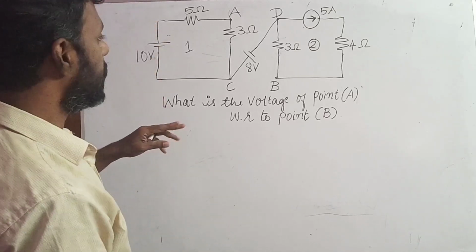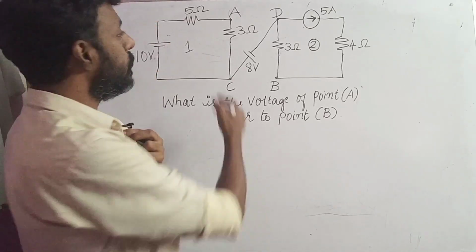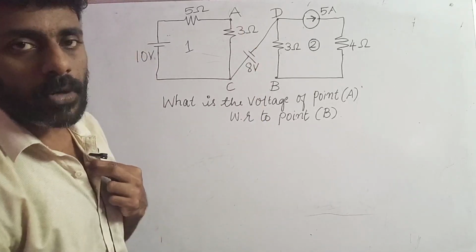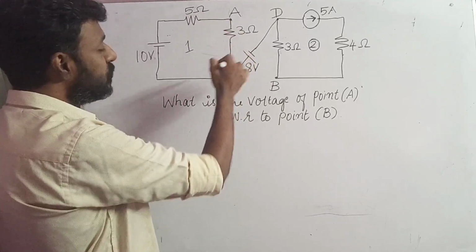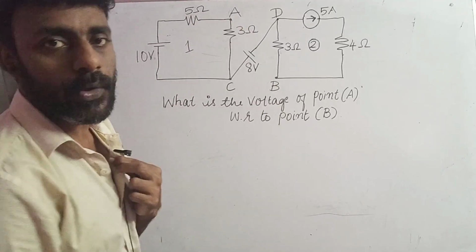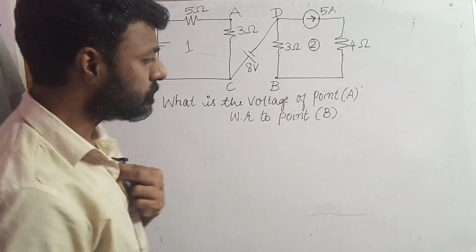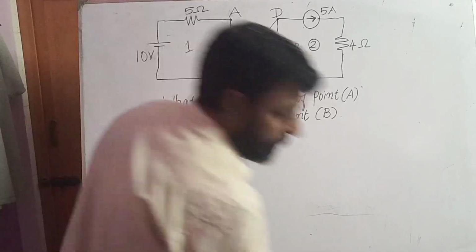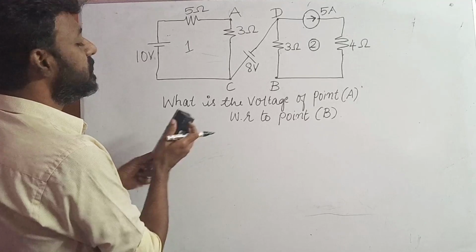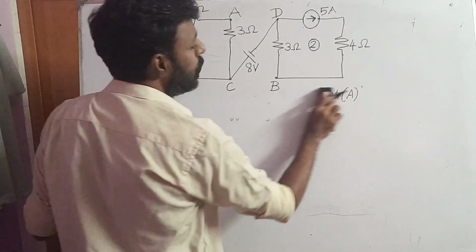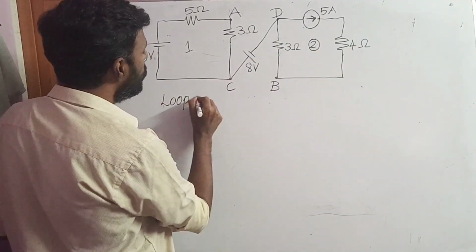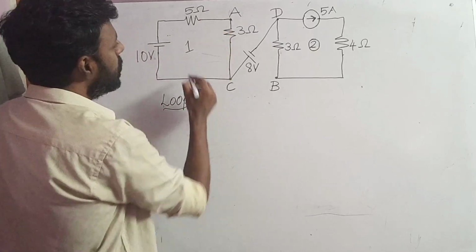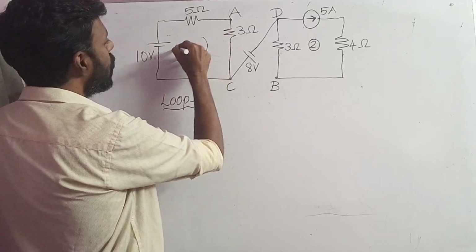So let's get started. For calculating the current in loop 1, we need to use Kirchhoff's voltage law, in order to calculate the magnitude of the current flowing in loop number 1. So this is the question: what is the voltage of point A with respect to point B. Now I am considering loop 1. So this is loop number 1, and my direction of travel will be clockwise.